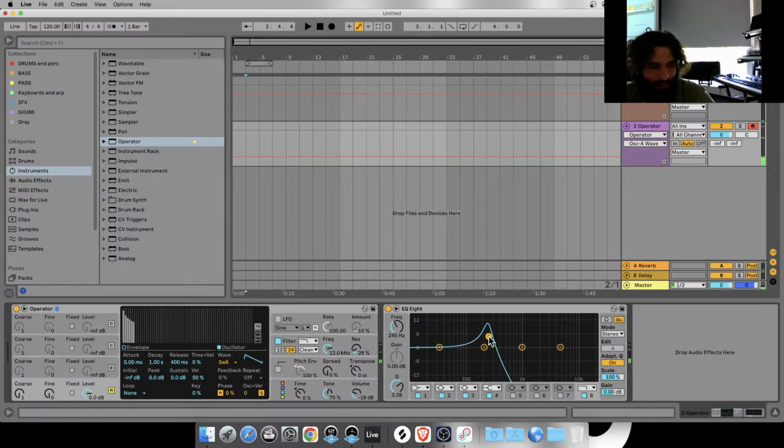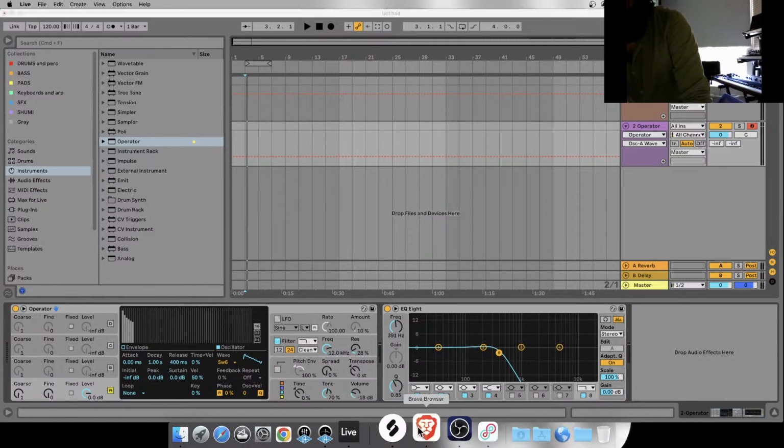I'm gonna turn it down so it doesn't disturb you. Wait. So that thing there, that's a resonance peak. That thing that you're seeing there. And so that's what you can control in here.